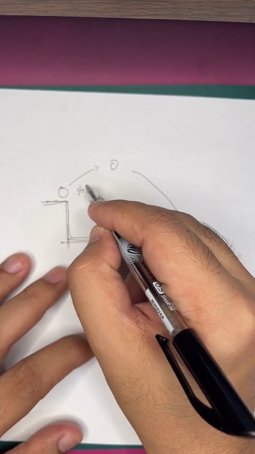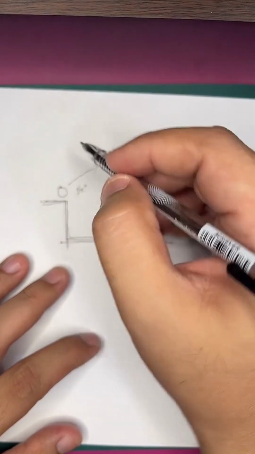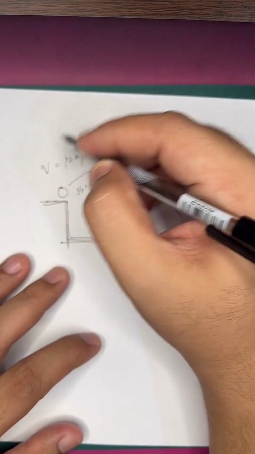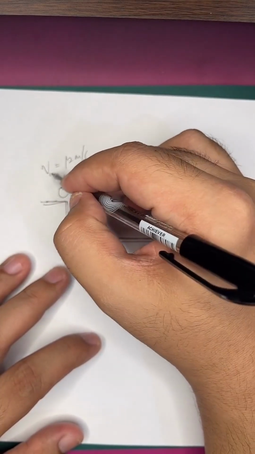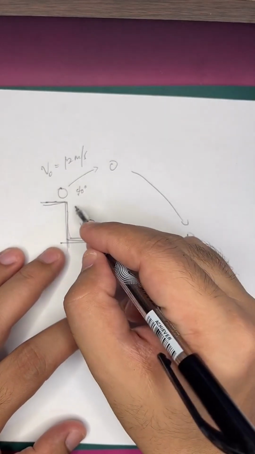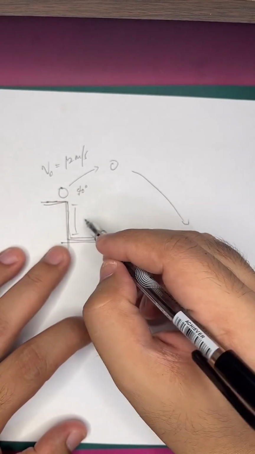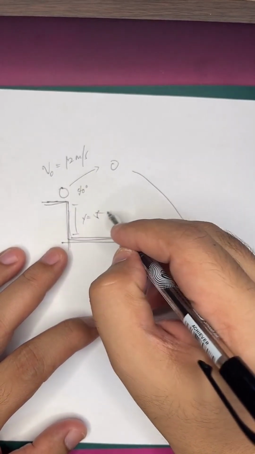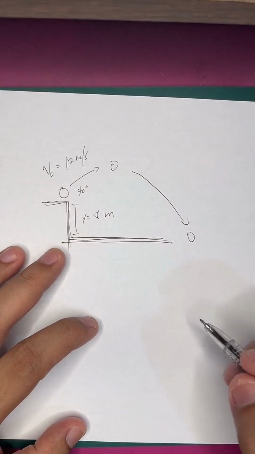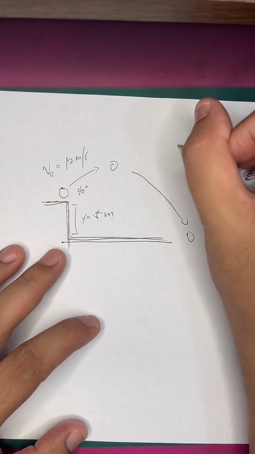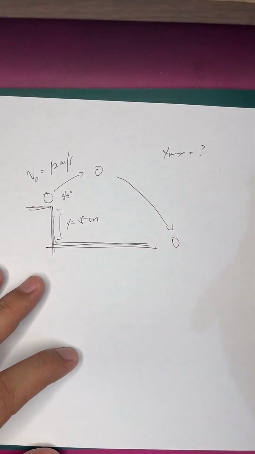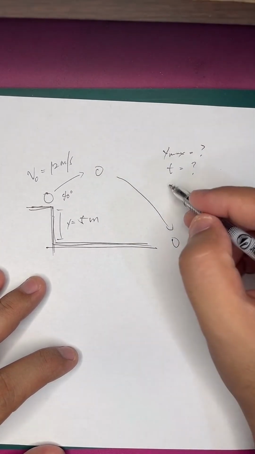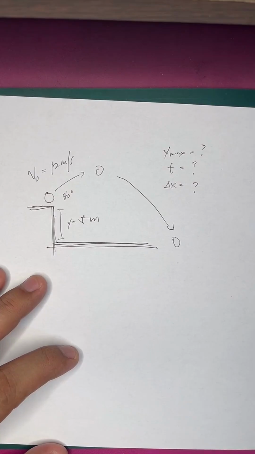40 degrees ang theta. 12 meters per second ang V naught. Then we have a height of, bigay tayo ng height. Let's say the height is 5 meters. We look for 3. Y max. Then we look for hang time and range. Okay? Okay, so let's do it.